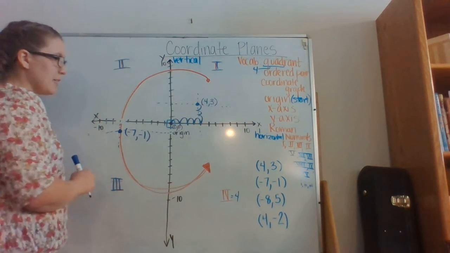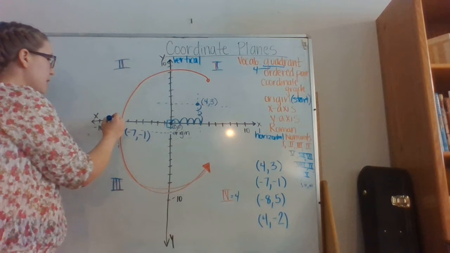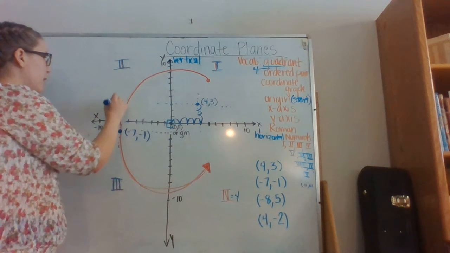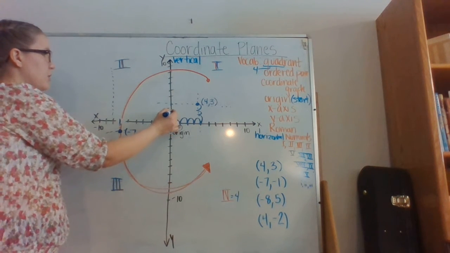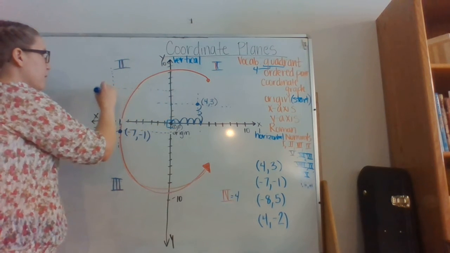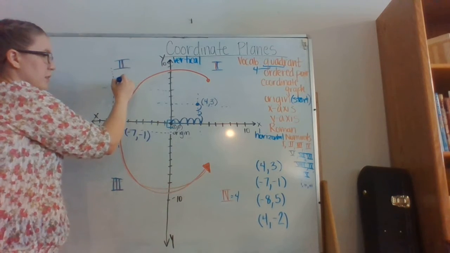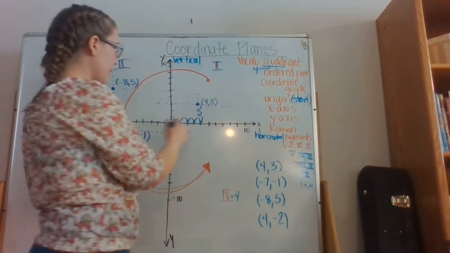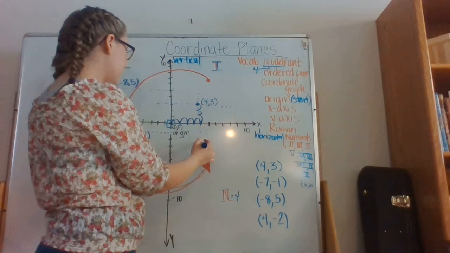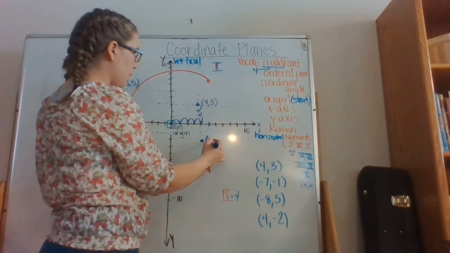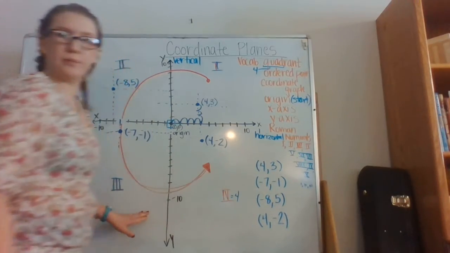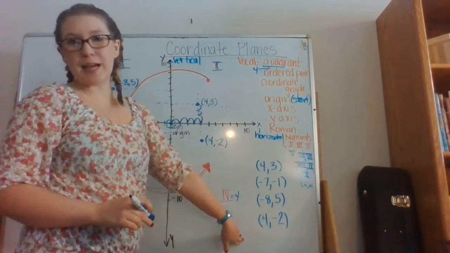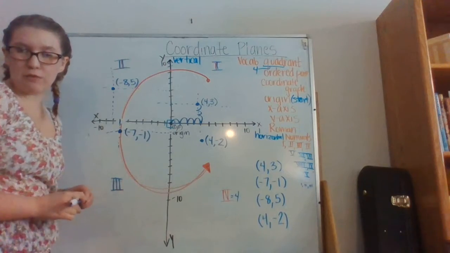Next one, (-8, 5). So I go -8, and then I go +5. So here I am at my -8, and 1, 2, 3, 4, 5. Right here is where they intersect. So (-8, 5). Then (4, -2). So I go 4 over, and then I go down 2, and here I am at (4, -2). So you'll notice that I did a different combination each time, and that led to me putting a point in each of the 4 quadrants.